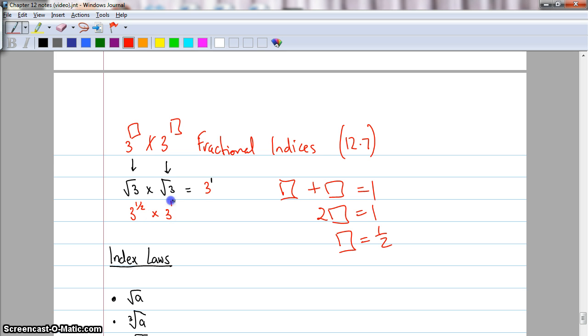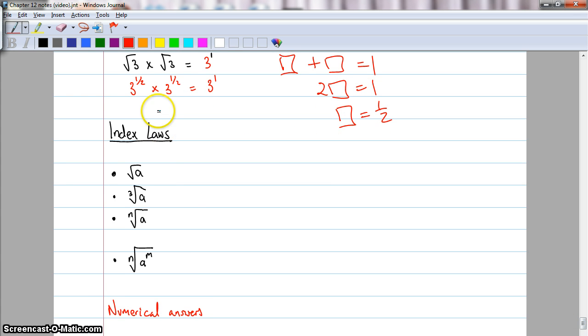So 3 to the half by 3 to the half equals 3 to the power of 1. So this is where surds and indices link up together. I'll keep all that working there just so you can see it yourself. But that means that we can come down to some of our surds at the bottom here and transfer them into indices. So root A simply becomes A to the half. Okay, and you can transfer either way.